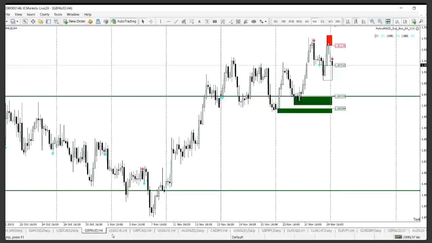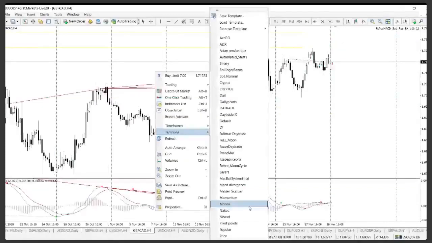Again, we'll look at another one. We'll go to British pound CAD here. We'll just go to strat, automated strat 1. I'll flick through the lines here. Okay, we'll go to the daily chart.